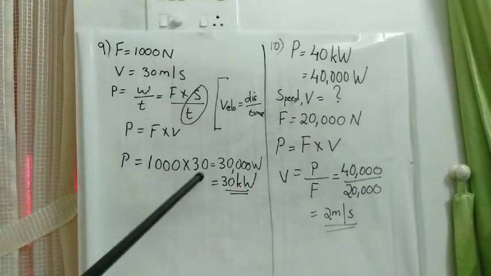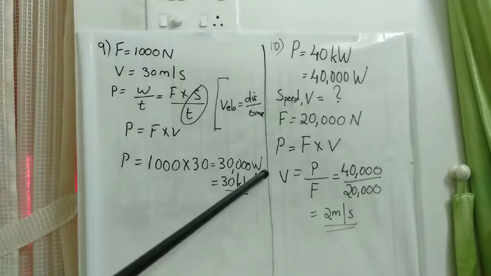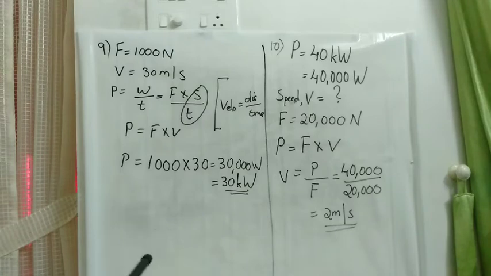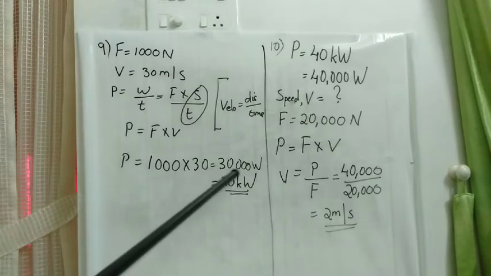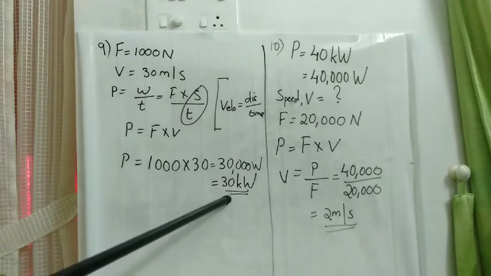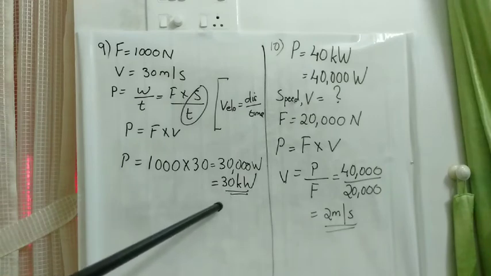So 1000 into 30, you will get 30,000 watt. Or you may write, if you write up to 30,000 watt, your answer is correct, because for the board exam you are asked to do all the problems in SI unit. So once you reach 30,000 watt, it's okay. But I just wrote it like this because the answer given in the textbook is 30 kilowatt.